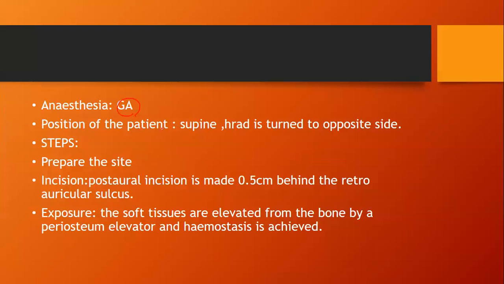The position of the patient for mastoidectomy will be supine, and the head is turned to the opposite side. The steps include: first, we should prepare that site. Then incisions will be applied. The postauricular incision is made 0.5 centimeter behind the retroauricular surface. That is the anatomical position for making incisions in cortical mastoidectomy. Then for exposure, the soft tissues are elevated from the bone by periosteal elevation, and hemostasis is achieved.